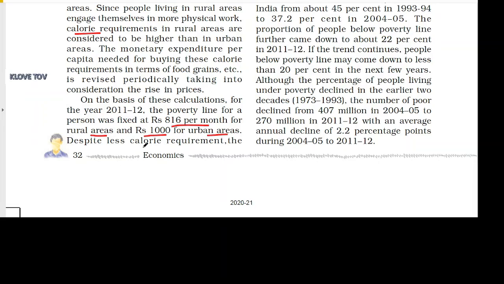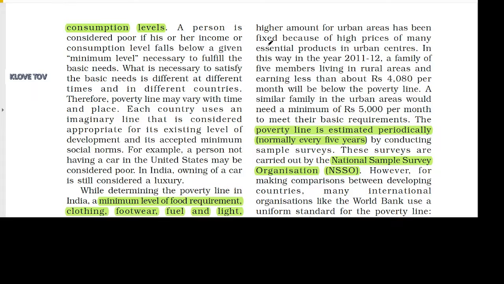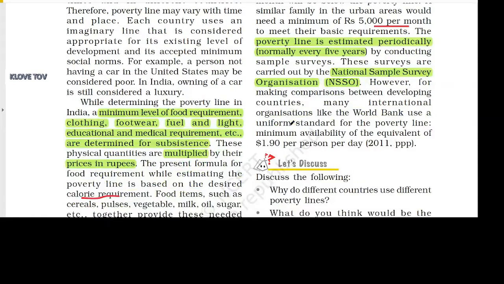Despite less calorie requirement, the higher amount for urban areas has been fixed because of high prices of many essential products in urban centers. In this way, in the year 2011-12, a family of 5 members living in rural areas and earning less than about rupees 4080 per month will be below the poverty line. A similar family in the urban areas would need a minimum of rupees 5000 per month to meet their basic requirements. The poverty line is estimated periodically, normally every 5 years, by conducting sample surveys.